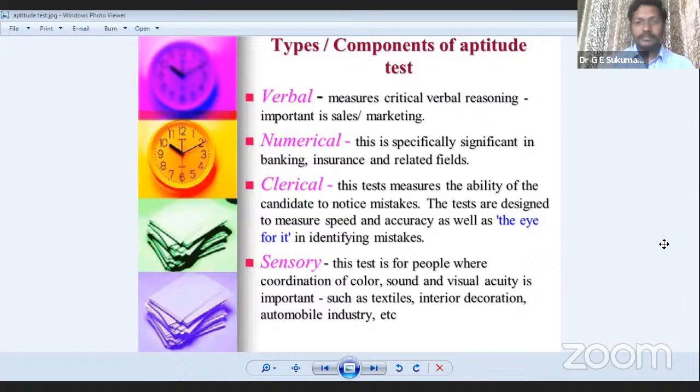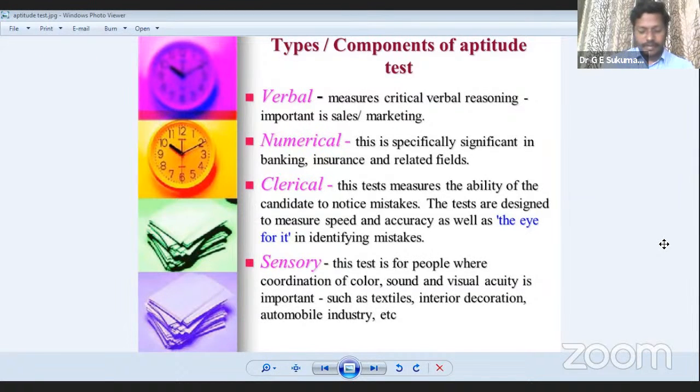For example, the best case is the teaching aptitude test. Before getting into this profession, certain tests are conducted based on that aptitude. So it can be improved through formal training such as Bachelor of Education, etc. So this is about our aptitude test.